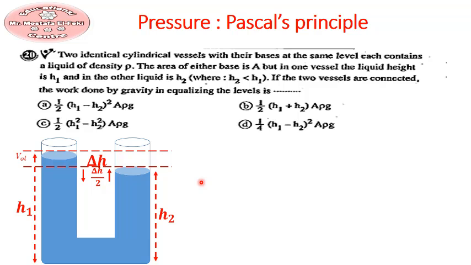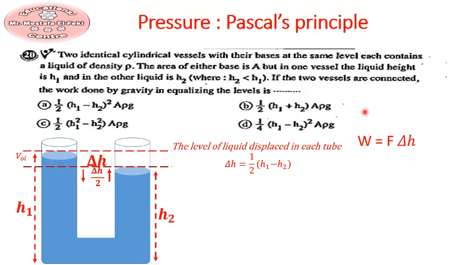So the volume displaced downward equals the volume displaced upward. The level displaced in each tube equals half delta H, where delta H equals H1 minus H2. This is the difference between the two heights. So the displacement equals half of H1 minus H2.